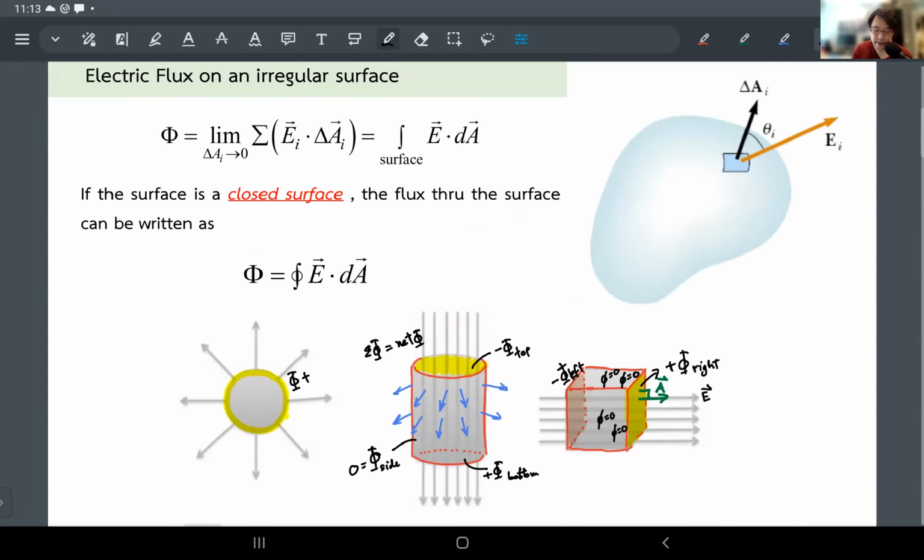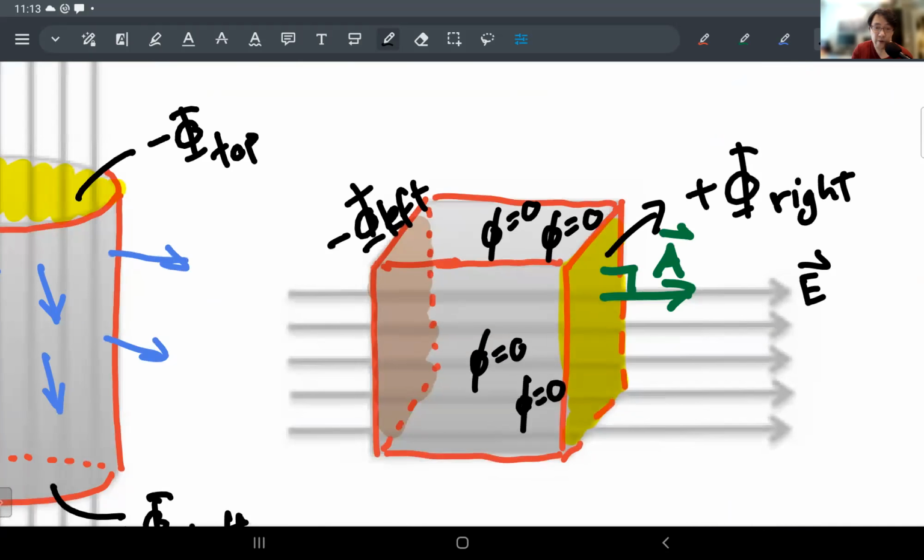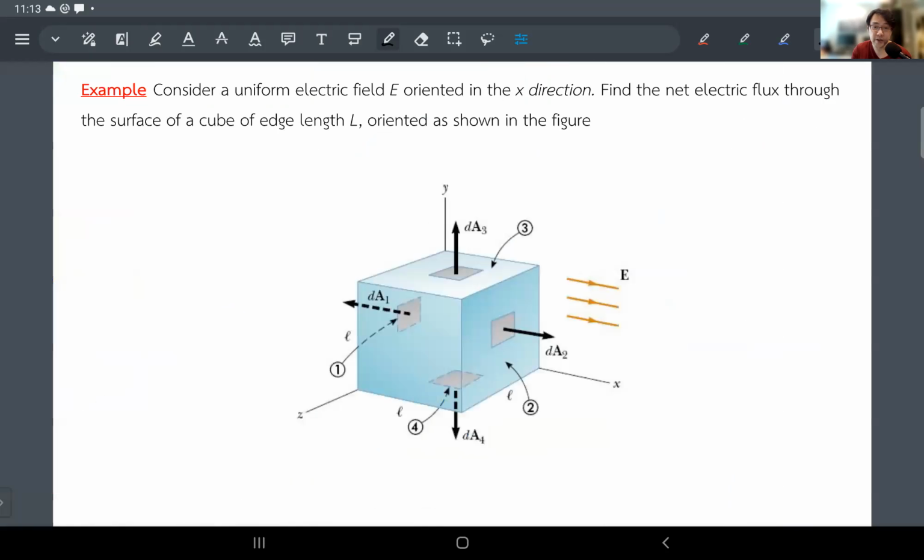It's pretty much the same as this one. The reason we can tell right away that the net flux is supposed to be 0 is that it's going to enter and leave with the same amount of electric field lines. You guys with me? Okay.